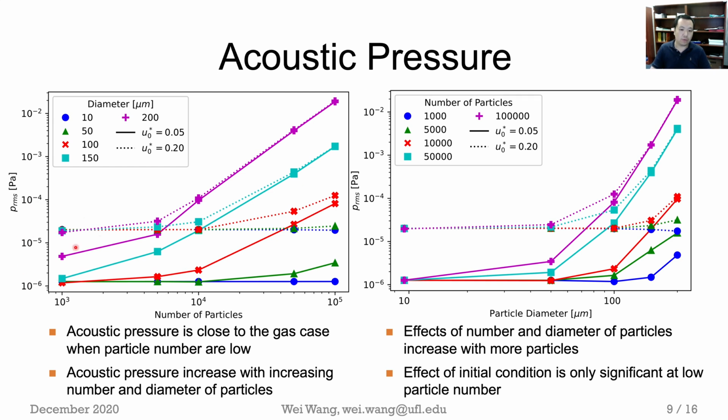So in this region here, and for the tiny particle of 10 micron, we can see that the impact of the particles is really minimum. And as a general trend, we can see that acoustic pressure increases with increasing number and diameter of the particles. And the initial condition is only significant at low number of particles, and for smaller particles, we can see that for different initial conditions there is a gap here, but not here when the particle diameters are large, over 100 micron, and when the number of particles is large.